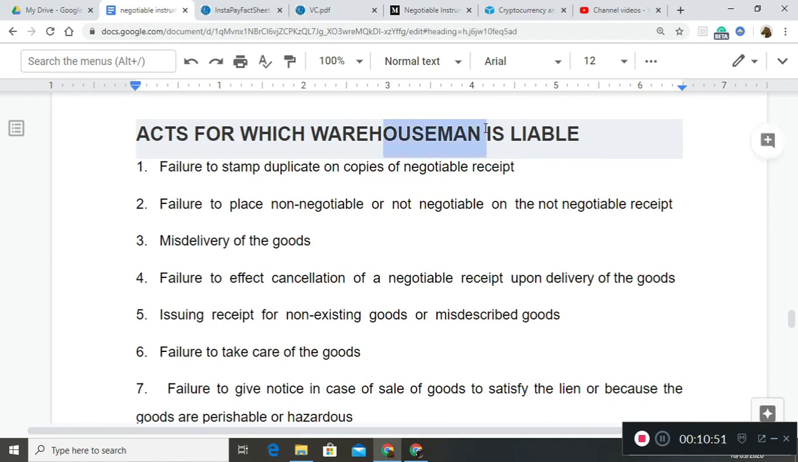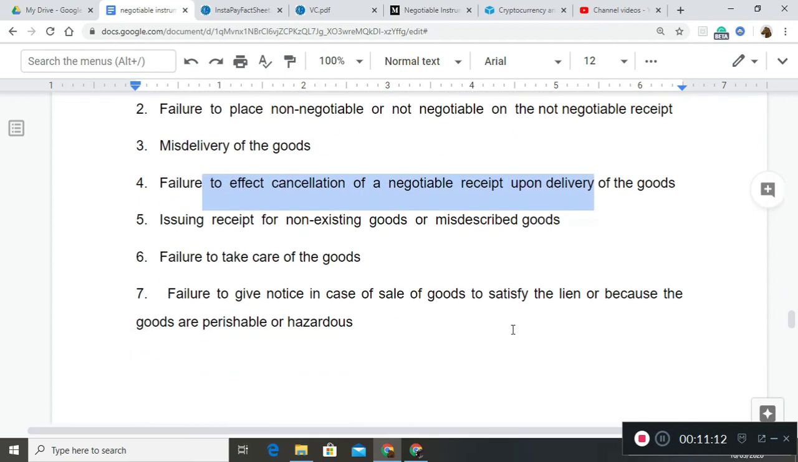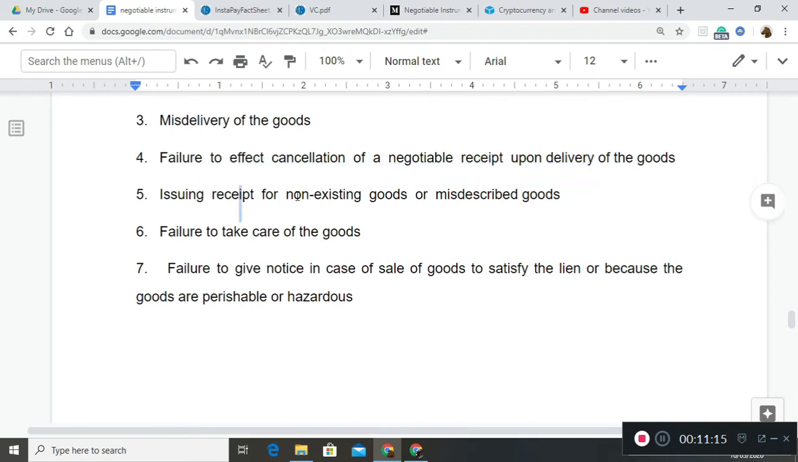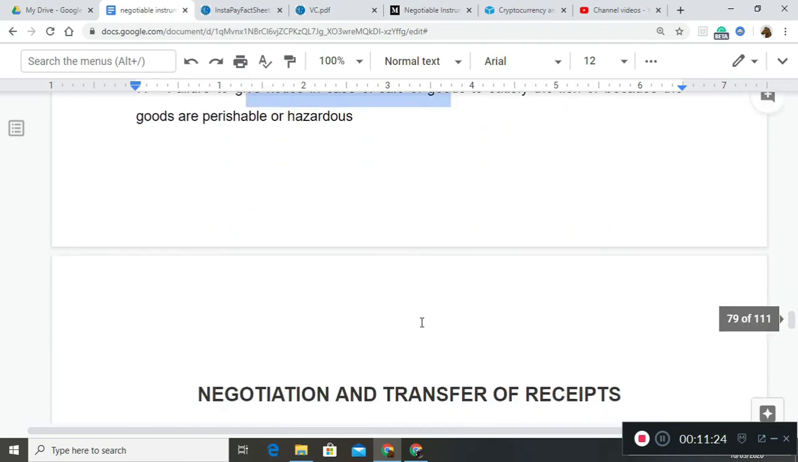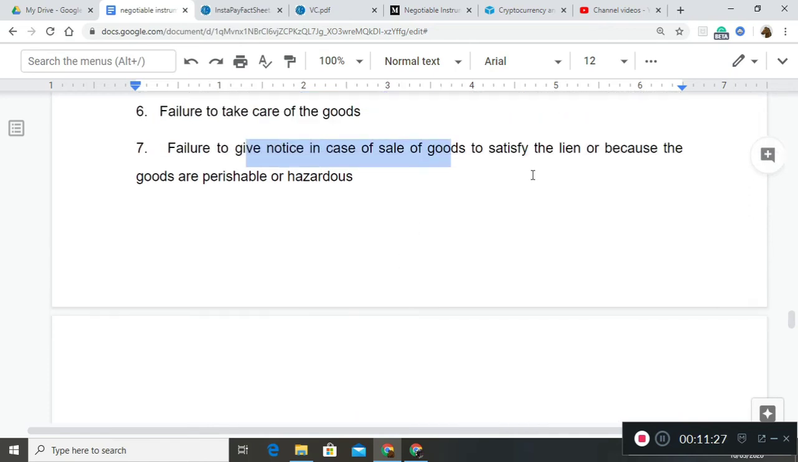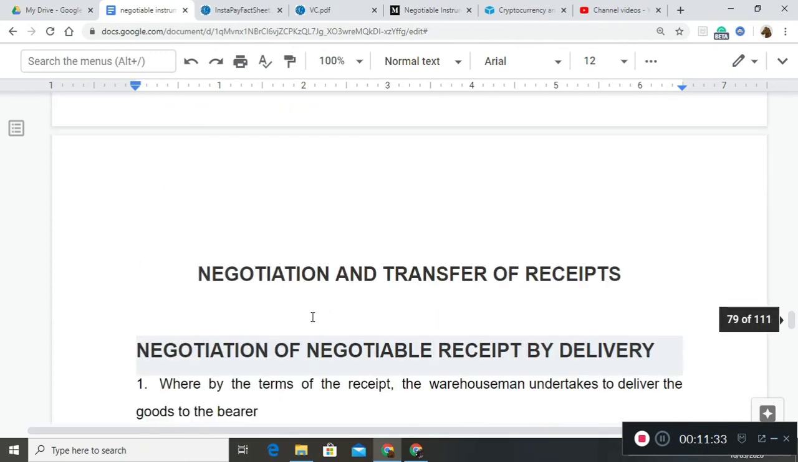When is our warehouseman liable? Of course: failure to stamp duplicate on copies of the negotiable receipt, failure to place not negotiable on non-negotiable receipts, misdelivery of goods, failure to effect cancellation of a negotiable receipt upon delivery of the goods, issuing a receipt for non-existing goods or misdescribed goods, failure to take care of the goods, failure to give notice in case of sale of goods to satisfy a lien or because goods are perishable or hazardous.